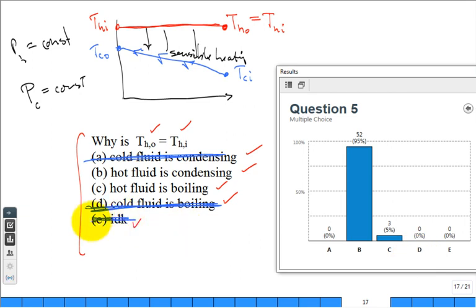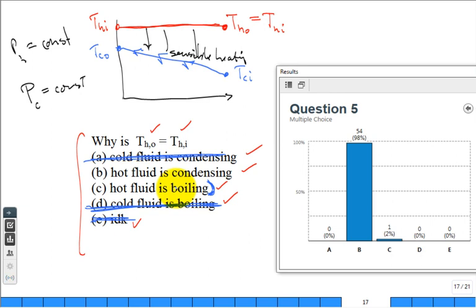All right, and so it looks like we're piling up on B. So the hot fluid is condensing. True? What if I said the hot fluid is boiling? That's probably easier for you to understand because you think about a pot on a stove.